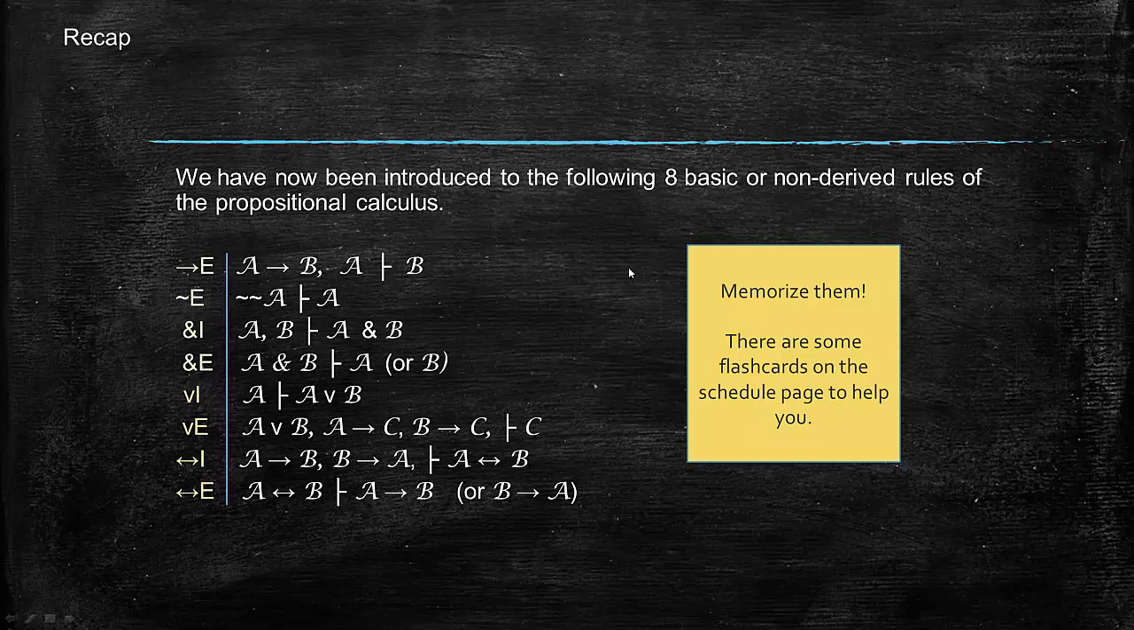And we are now ready to move on to two of the last non-derived rules, basic rules, but they're different. They're called hypothetical rules, and we'll start to cover them in the next two lectures. Right now, let's just go ahead and do a little bit of review.